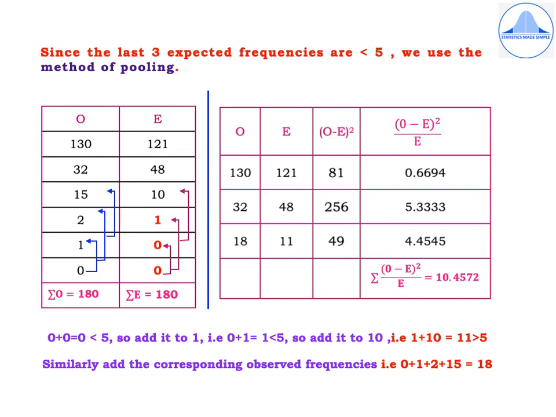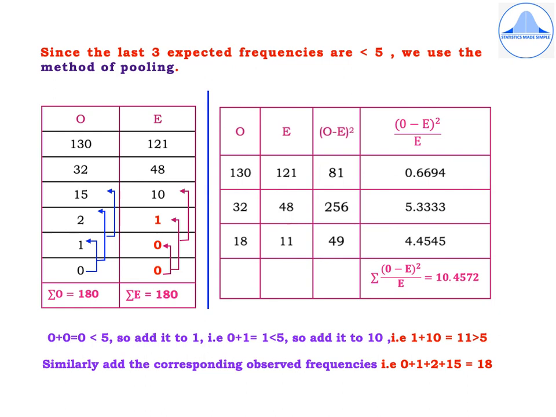Let us now add 0 and 0. You get 0. It is less than 5. So 0 is added to 1, which is equal to 1. Again, it is a number which is less than 5. Then this 1 is added to the number 10 and you get 11, which is a value which is greater than 5. So similarly, add the corresponding observed frequencies. So 0 plus 1 is 1, 1 plus 2 is 3 and 3 plus 15 is 18.